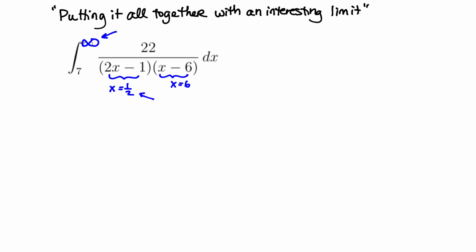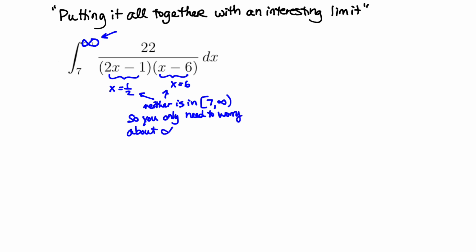But neither is in your interval 7 to infinity. So you only need to worry about infinity. If it was x minus 8 underneath, then I'd have to also worry about the 8. Are you with me? Do you see what I'm saying? But in this particular example, those two values that make your bottom equal to 0 are outside your interval. The only thing that's creating our problem right now is infinity.